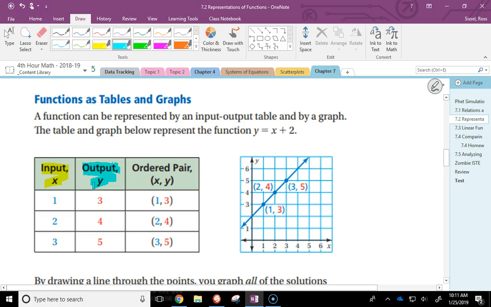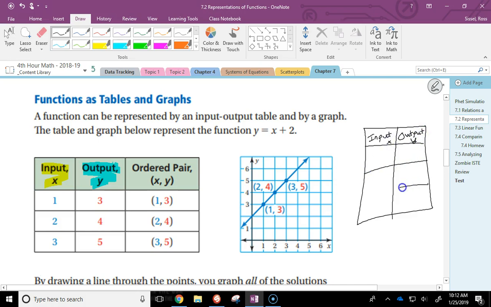So 1 goes in, 3 came out. 2 goes in, 4 comes out. 3 goes in, 5 comes out. All you do is you make your table. So if I was to draw this again, I'd simply do this. This is my input. I'd say my output. So that's X, that's Y.